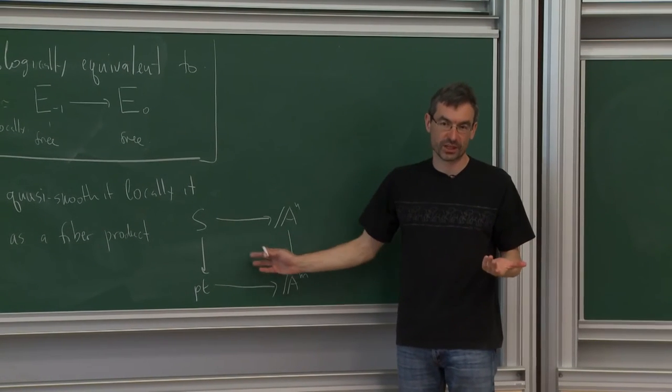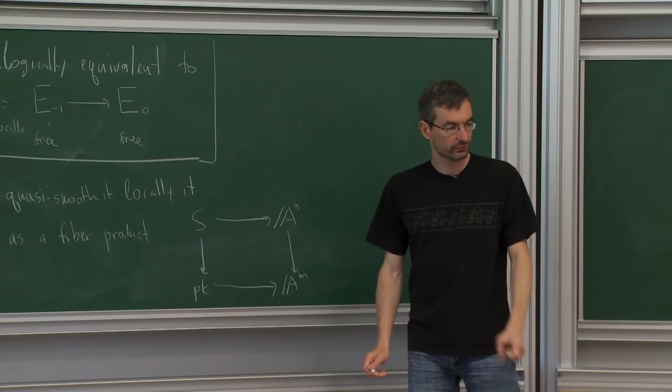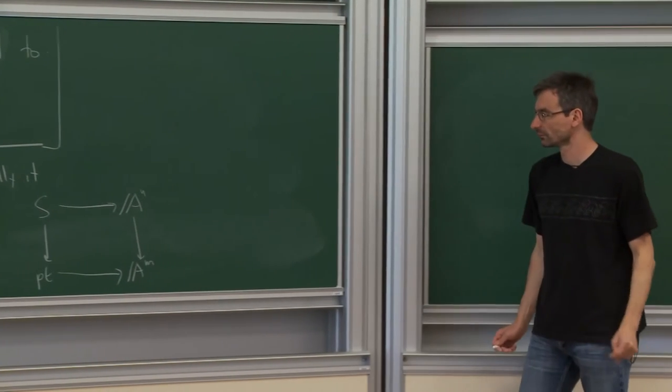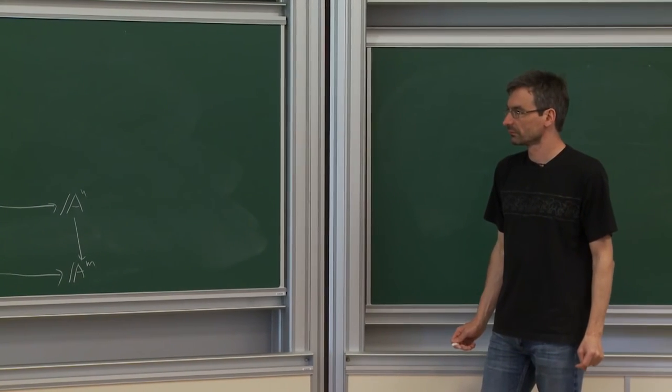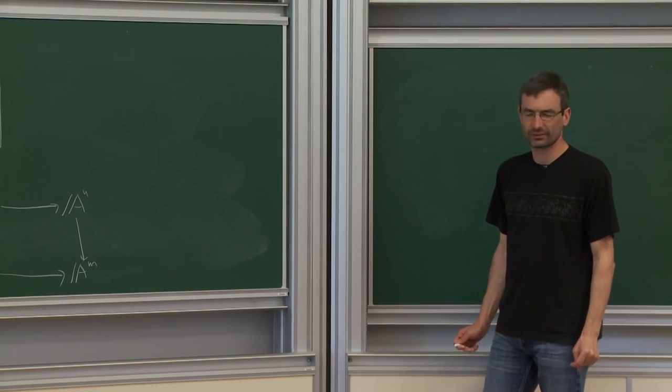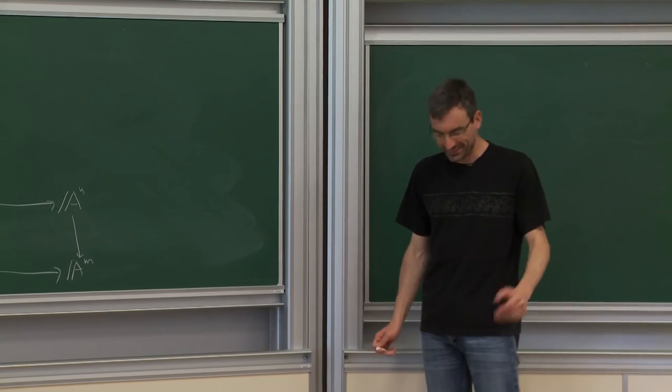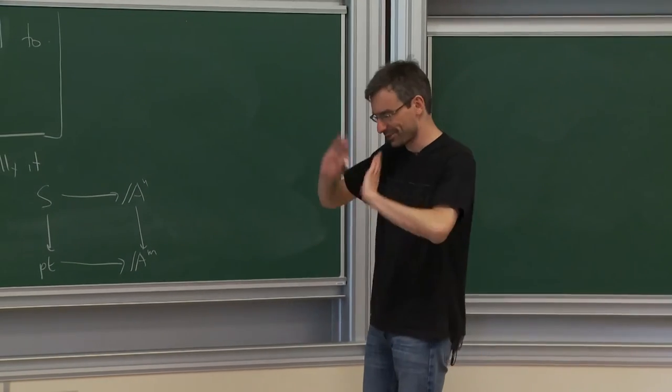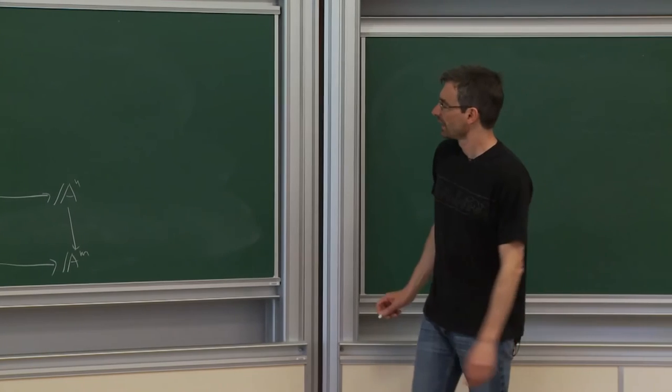Do you have to pass to the Zariski topology with the affine spaces, or are the local models the full affine spaces? Well, it doesn't matter. I don't remember. In any case, it doesn't matter. Let me not even think of it.